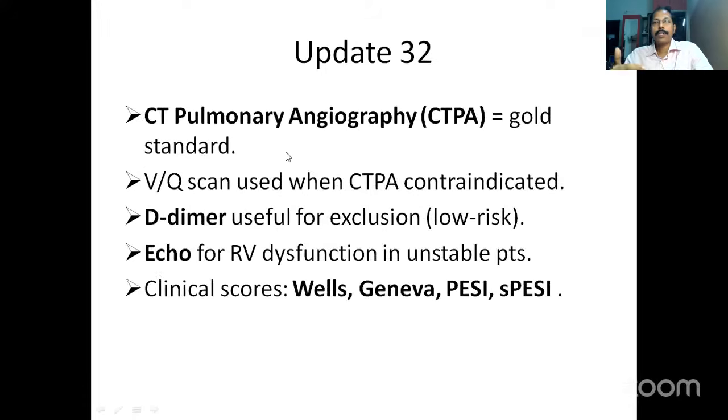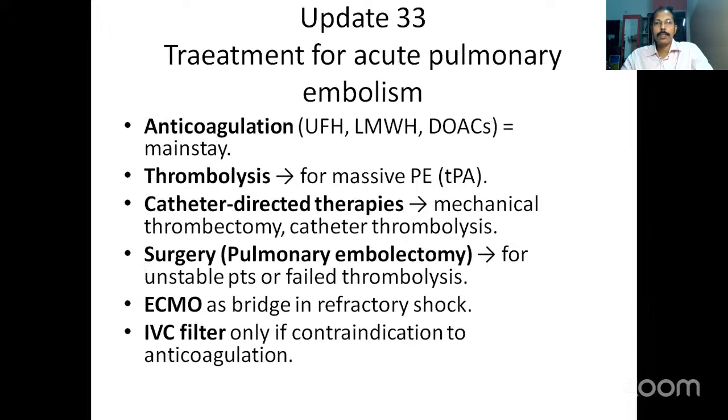Again, the gold standard investigation for chronic pulmonary embolism being CT pulmonary angiography. If we couldn't do angiography because the patient has CKD and we couldn't use the dye, we can use a ventilation perfusion scan. And we have to utilize the D-dimer for exclusion in low risk individuals. And the echo will definitely show whether the patient is having RV dysfunction or not. And it has been given in your new book, the clinical scores for pulmonary embolism, right? Wells, Geneva, and PESI. So kindly go through this scoring system also in the pulmonary embolism.